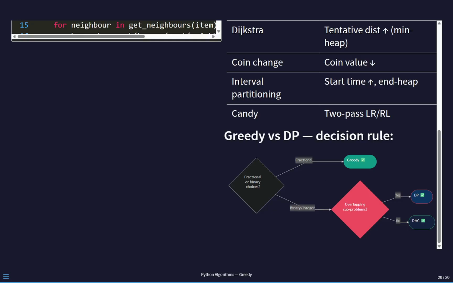The greedy versus DP decision flow. Fractional choices lead to greedy. Binary or integer choices with overlapping subproblems lead to DP. Binary choices with independent subproblems lead to divide and conquer.